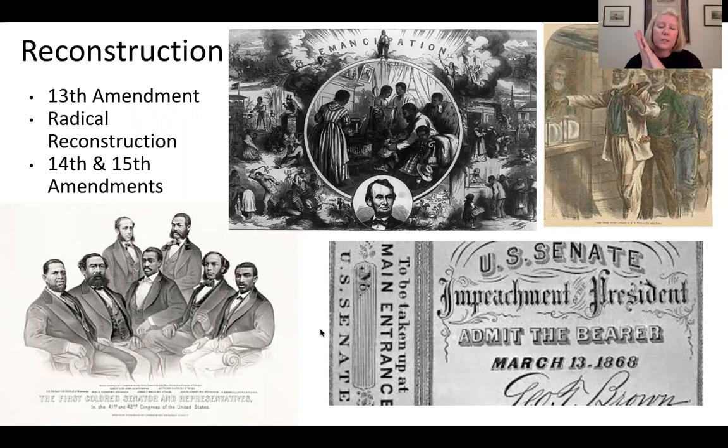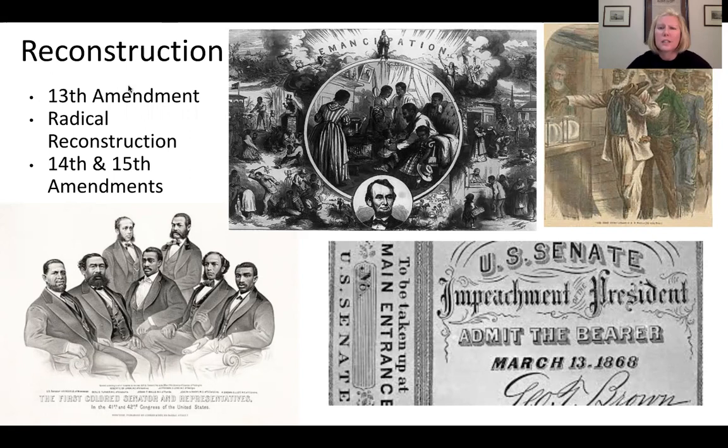So when we talk about Reconstruction, in terms of a time period, it is April of 1865, really until March of 1877. But Reconstruction really has two phases. So the first phase is what we call presidential Reconstruction. That's when the 13th Amendment is ratified, slavery is abolished across the country.